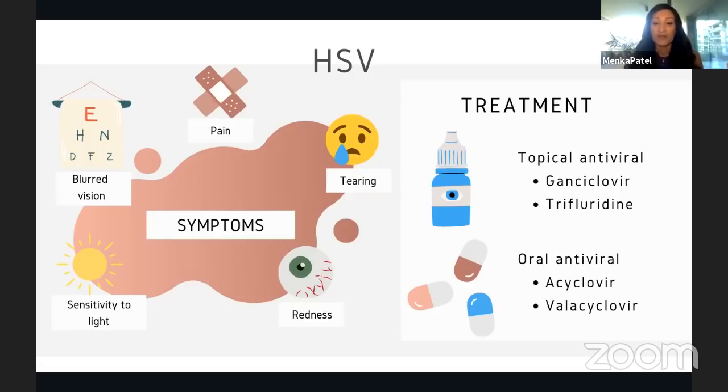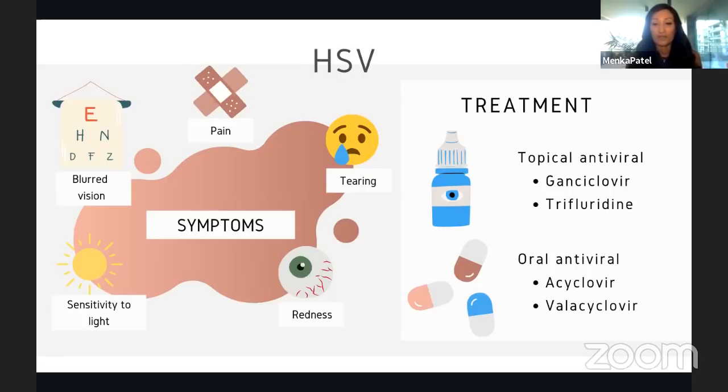So these patients can be put on acyclovir. For patients with herpes simplex, it will be 400 milligrams 5 times a day. If you have zoster, you're going to take 800 milligrams 5 times a day. Ganciclovir and trifluridine are both really great medications. They're topical, but they're not always covered by insurance, and they're also extremely expensive. So those two medications, you decide to use depending on their insurance and the symptoms that they're having.